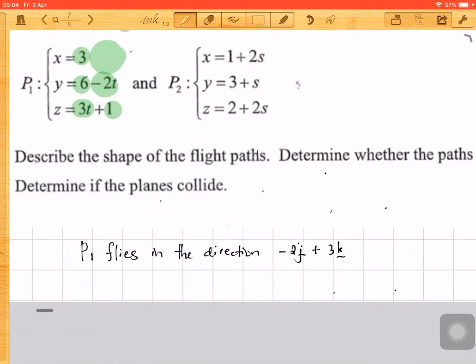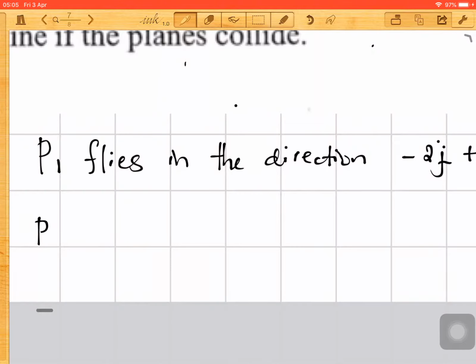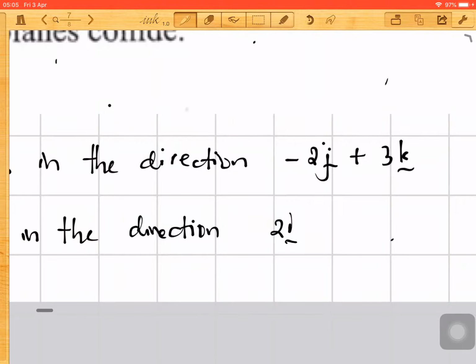P2 flies in the direction 2, 1 and 2. So you just write down 2, 1 and 2.